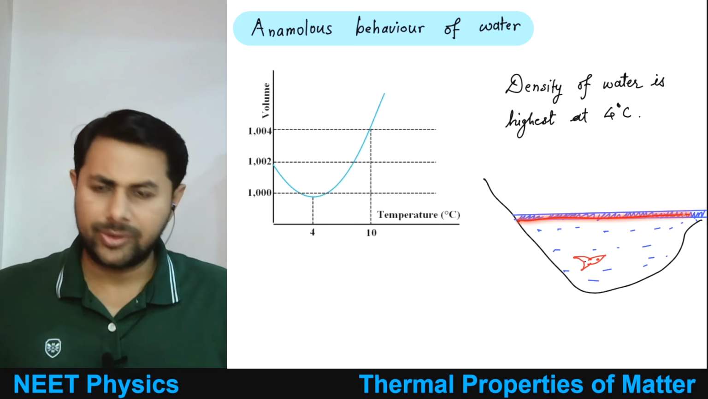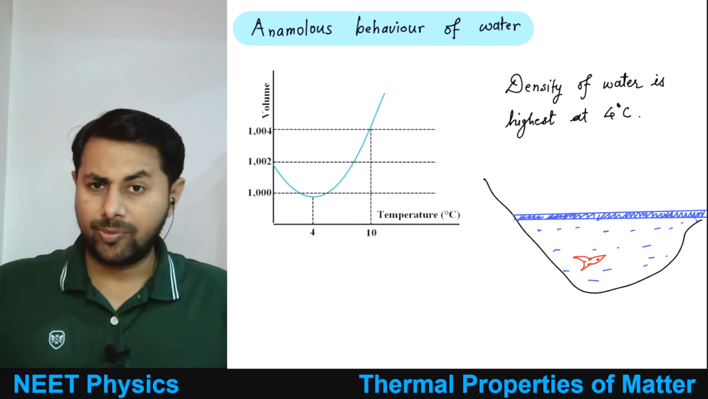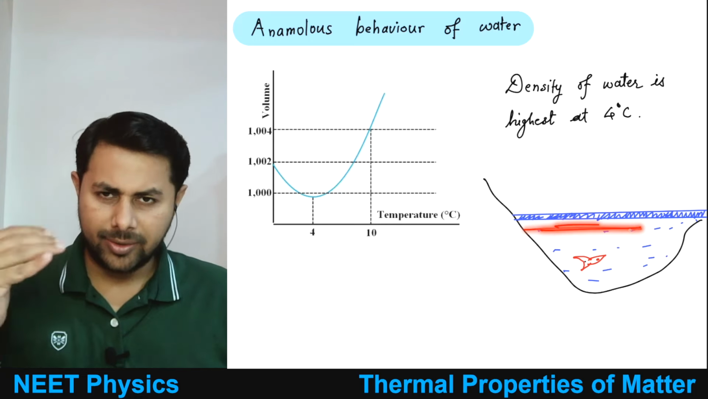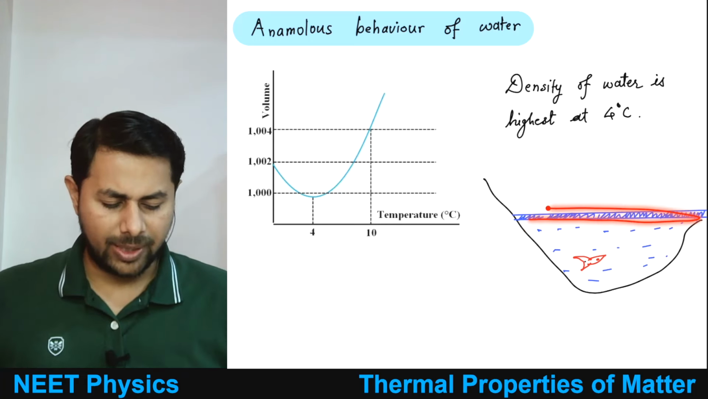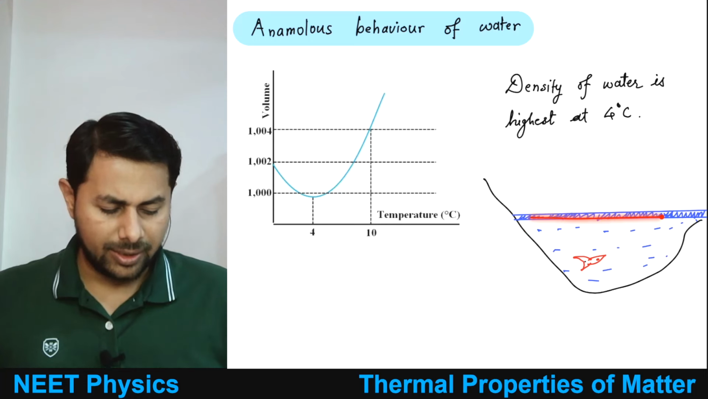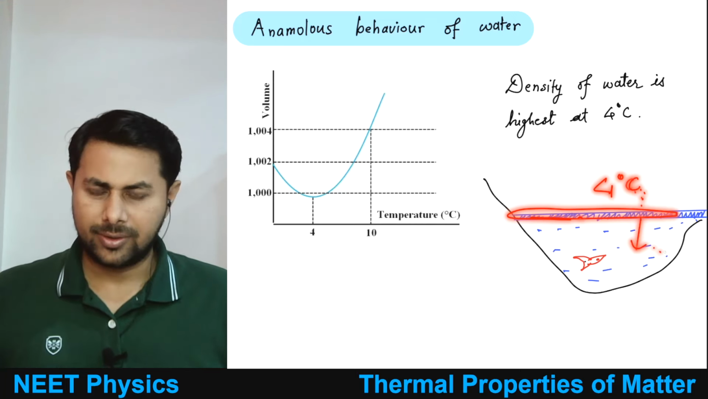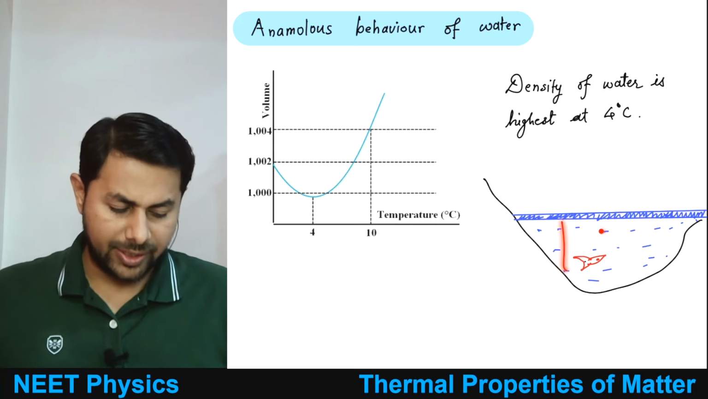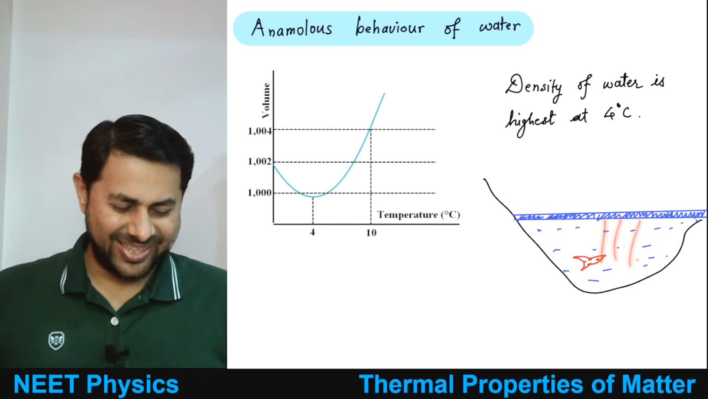As it goes to 4 degrees Celsius, the density of that water would be more compared to the layer just below it, which is at 5 degrees Celsius. If density is more, then this water which is at 4 degrees Celsius will sink.